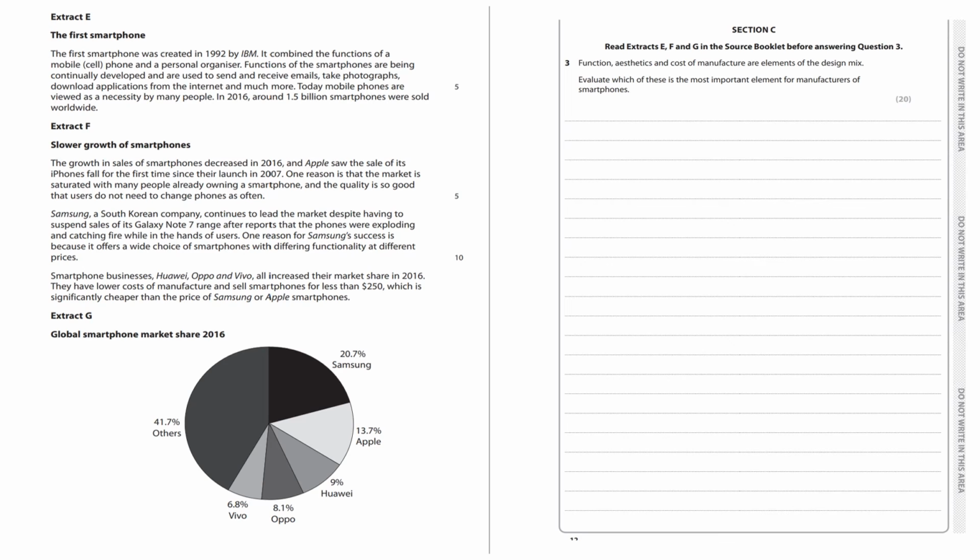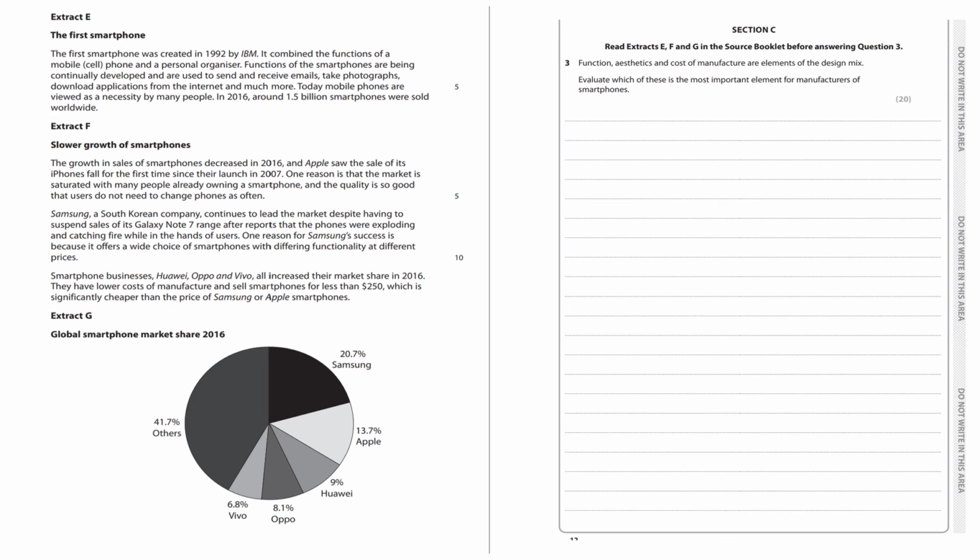Smartphone businesses Huawei, Oppo, and Vivo all increased their market share in 2016. They have lower costs of manufacture and sell smartphones for less than $250, which is significantly cheaper than the price of Samsung or Apple smartphones.